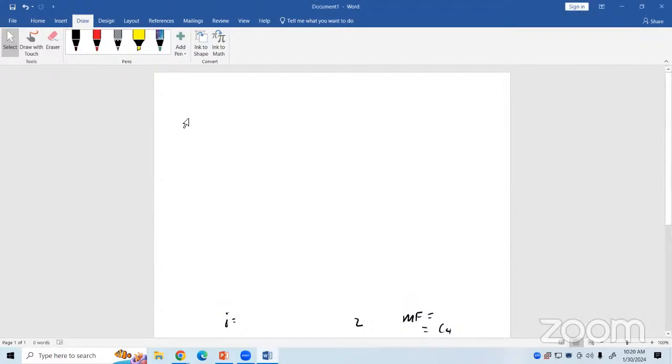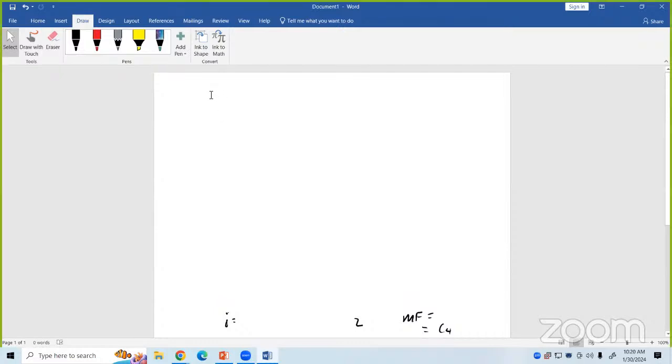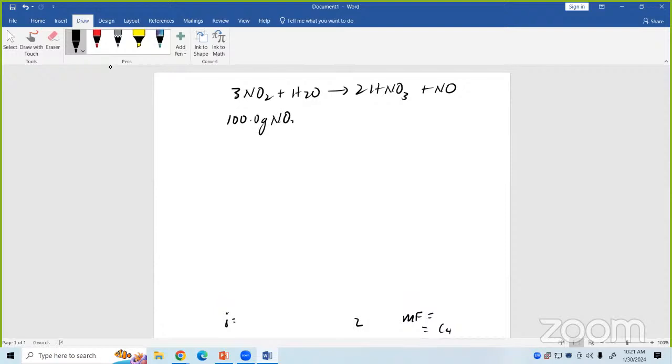The question says, now, let me rewrite the equation that you just gave me. The balanced equation is 3NO2 plus H2O to give 2HNO3 plus NO. All right. So the question says, how many grams of nitric acid are produced for every 100 grams of nitrogen dioxide? So they gave you 100.0 grams of NO2, and they're asking for the mass in grams of HNO3.